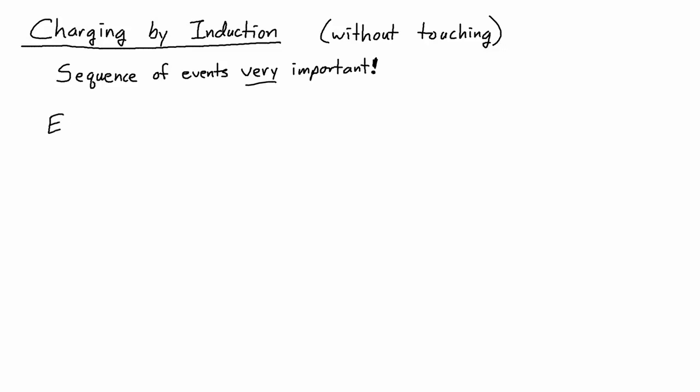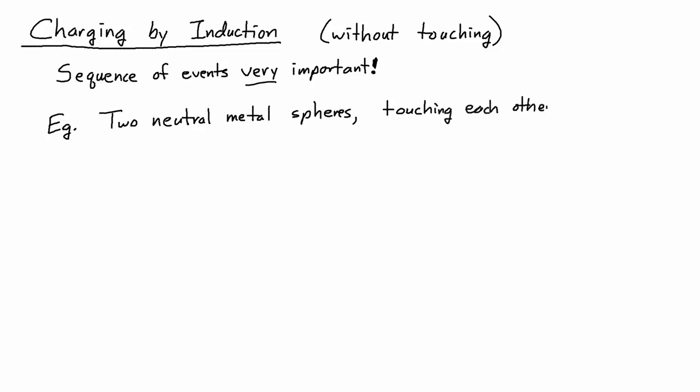So, for example, I'll show you how to charge by induction two neutral metal spheres. One of the key things is that these spheres are actually touching each other. And I know at the beginning I said charging by induction assumes that there's no touching. In this case, I guess what I mean, and maybe should have clarified, is that charging by induction without touching means that we're not actually touching them with the charged object.